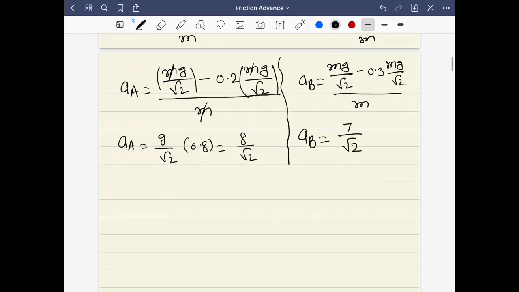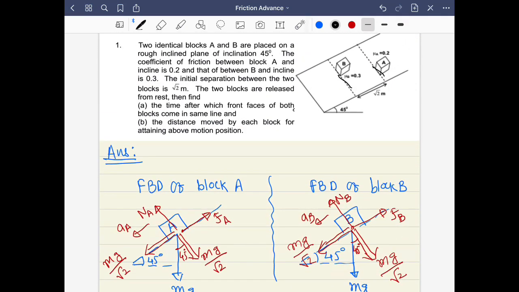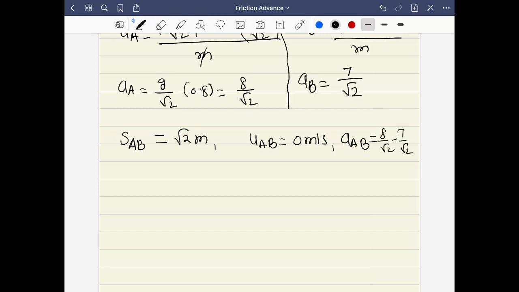That means the displacement of A with respect to B, or the displacement of B with respect to A, that is your choice, right? But we can write the displacement of A with respect to B is root 2 meter. Displacement of A with respect to B, we have to consider B at rest, so it will be root 2 meters, right? So initial velocity of A with respect to B is 0 meter per second, as it is starting from rest. Acceleration of A with respect to B is acceleration of A, that is 8 by root 2, minus acceleration of B, 7 by root 2, and we'll get acceleration of A with respect to B as 1 divided by root 2.